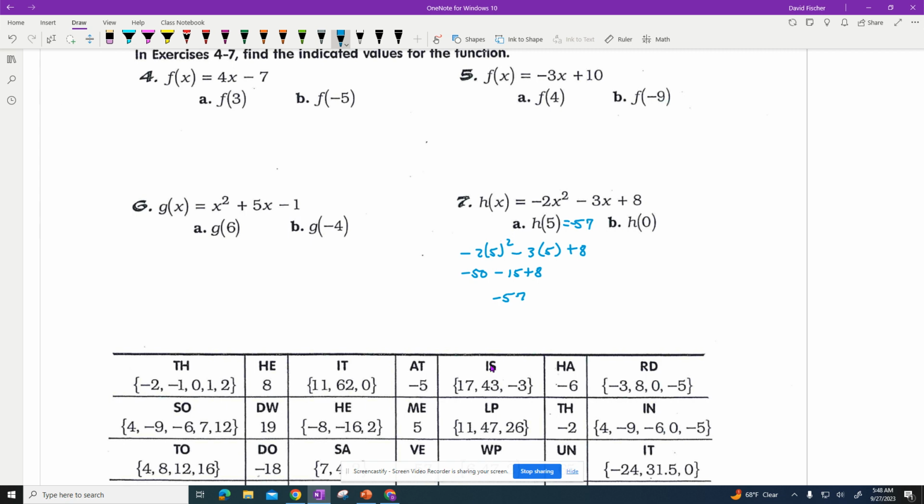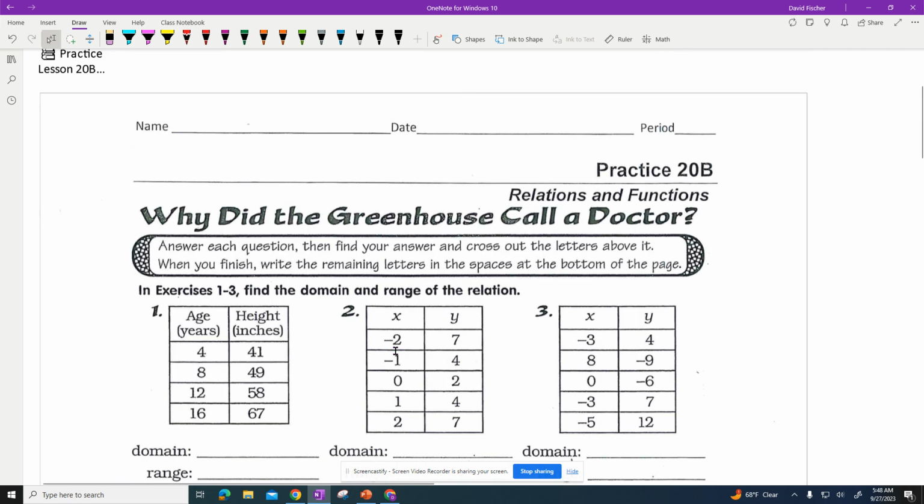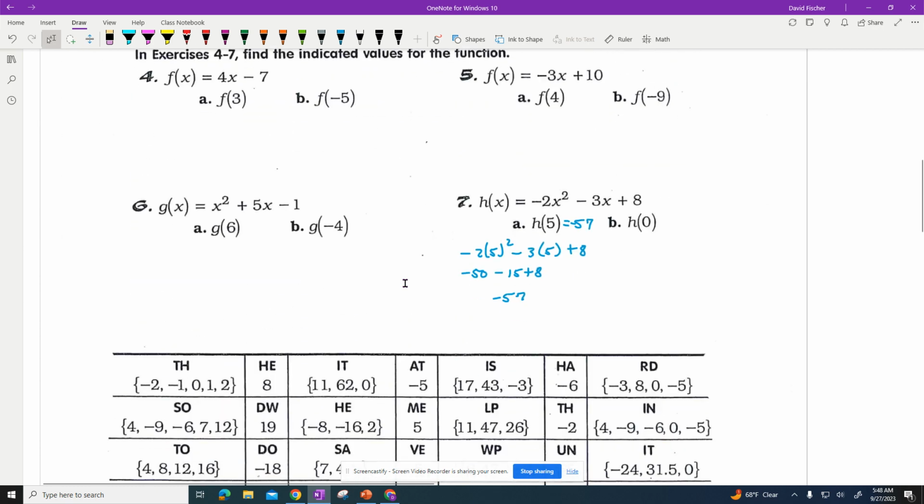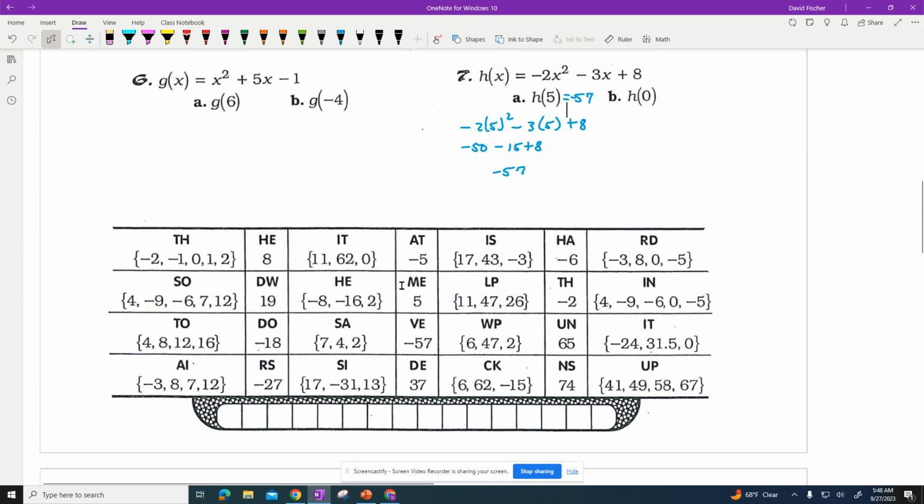Almost forgot it. Now the rules up here say find a number, answer each question, and find your answer and cross out the letters above it. So my negative 57 is right there. So when I cross these letters out, that means that's not part of the answer.